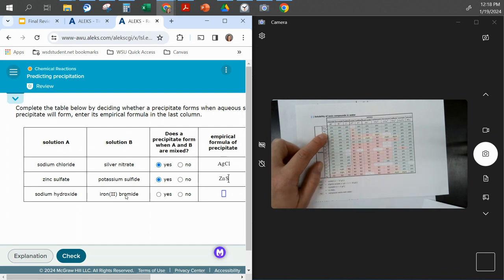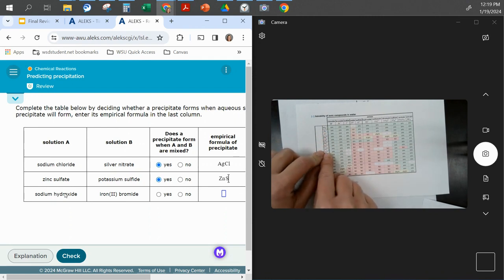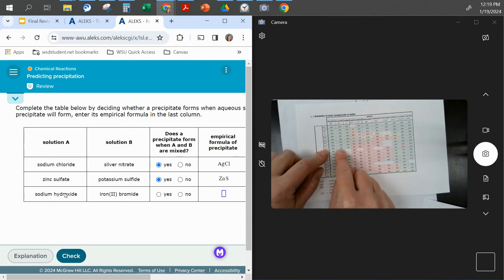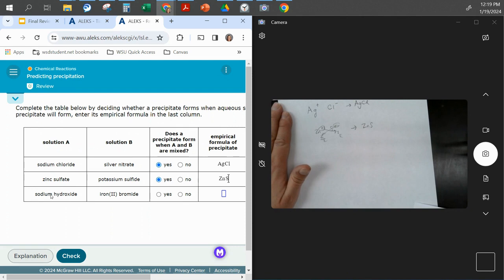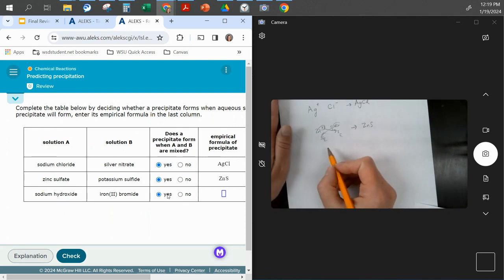The next one was iron and hydroxide. Iron, and it's iron 2, so watch out for that. Iron has 2 charges here. Iron 2 and hydroxide. Oh, it's also no. So let's figure out the formula. So no means yes, a precipitate will form because iron hydroxide is not soluble.